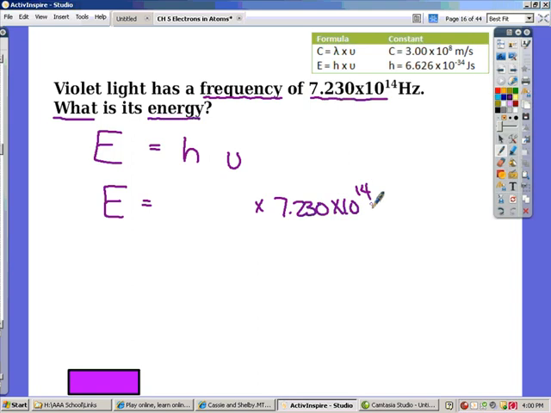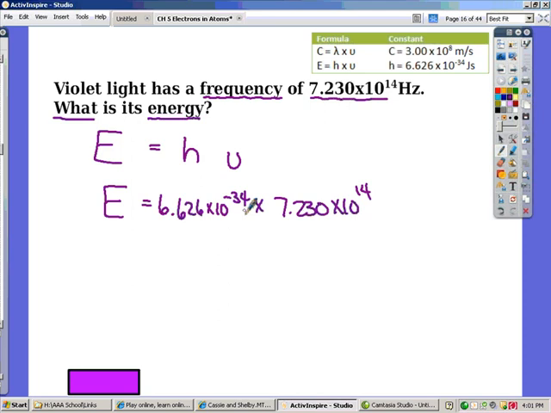And h is a constant. It always stays the same. And it is 6.626 times 10 to the minus 34th. Not a lot of algebra with this one here. Don't have to use our fraction button. We can just multiply these two values together. Use your scientific notation key on it.